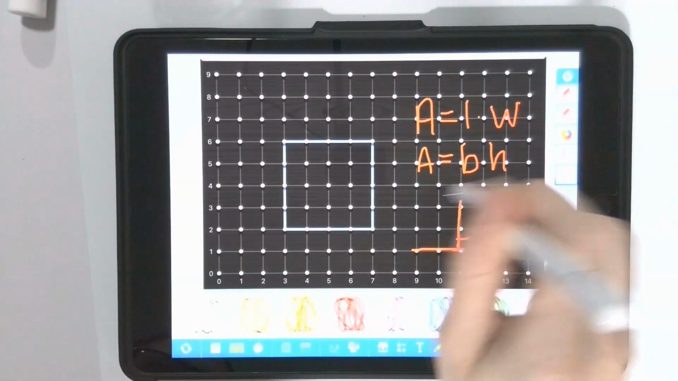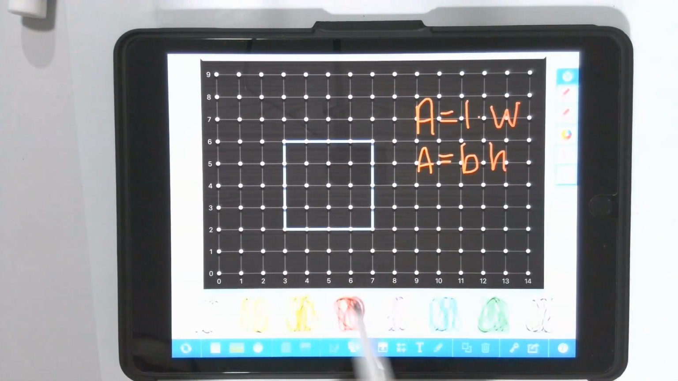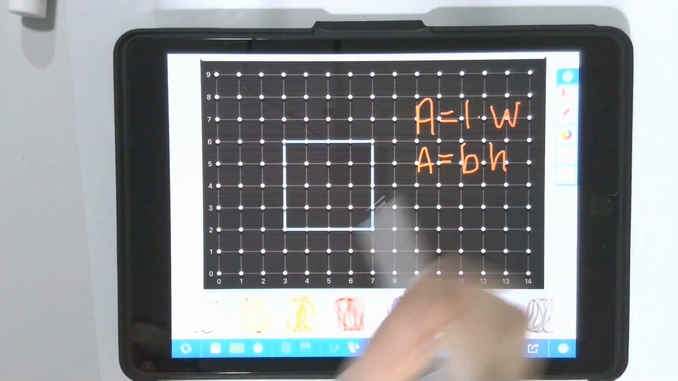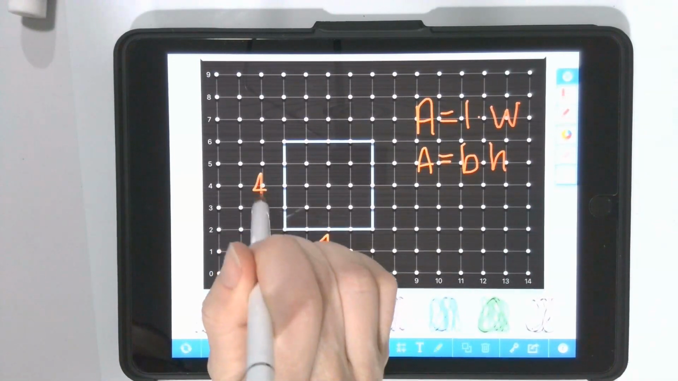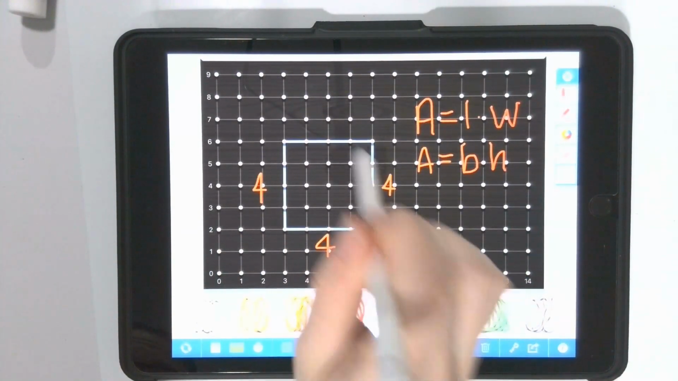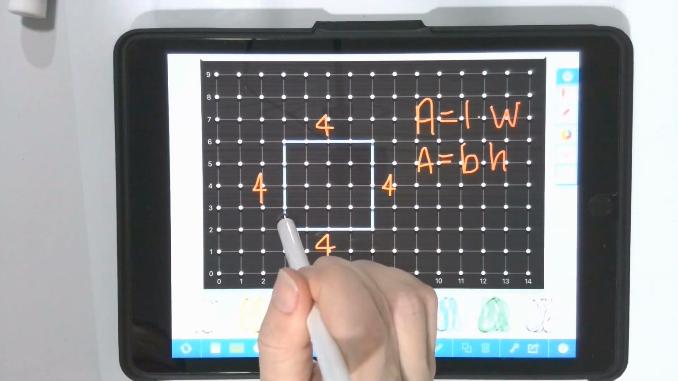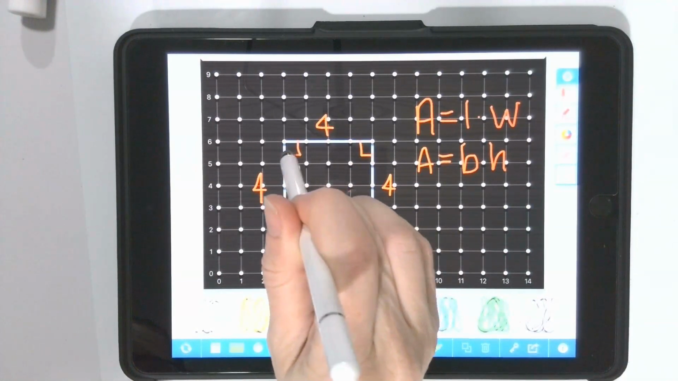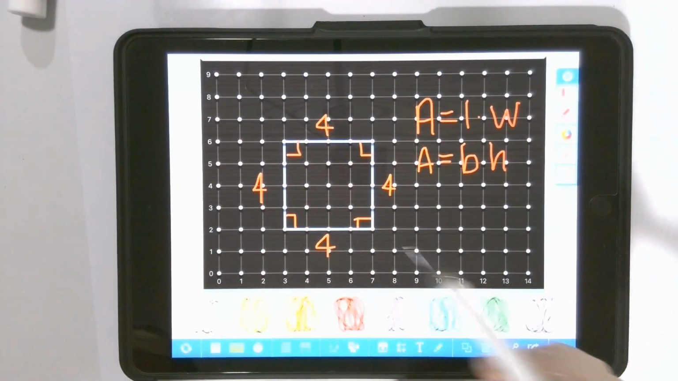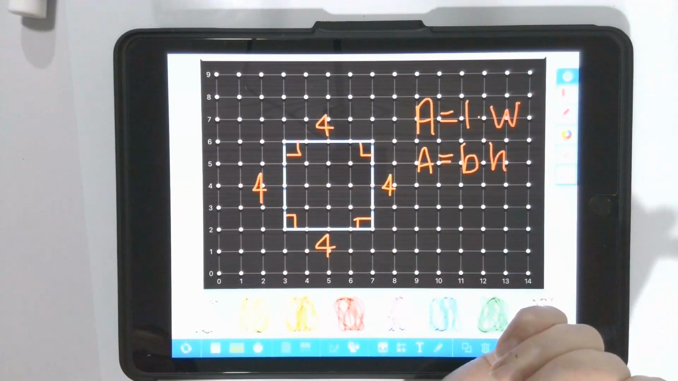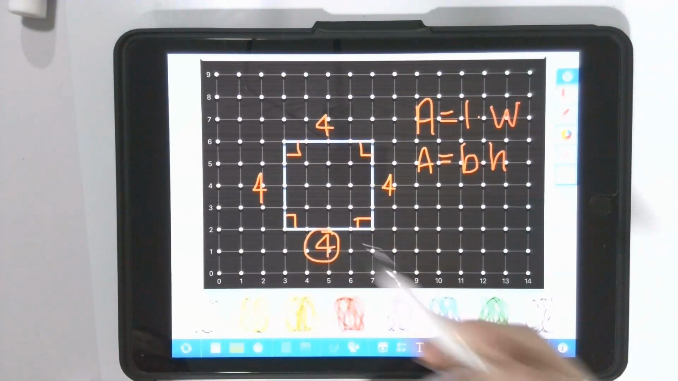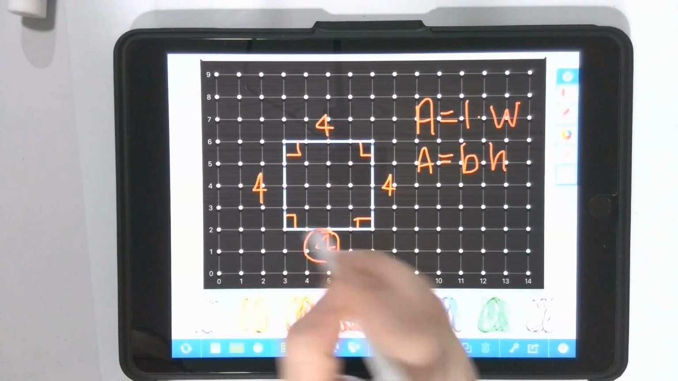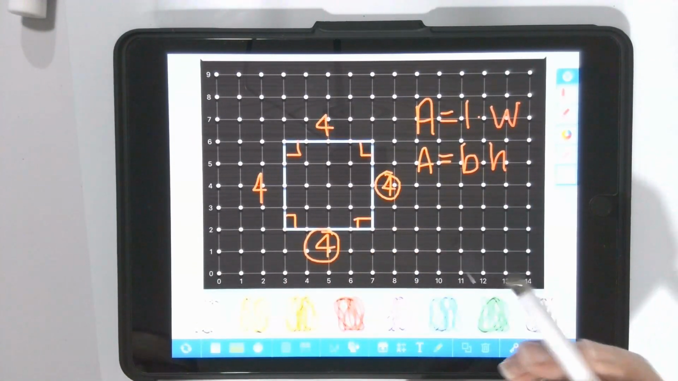So let's take a look at the square. We have a side of 4 and another side length of 4. Actually, they're all 4 because they're squares. Well, in a square, all the corners are right angles. So no matter what side you choose to be your base, you just need a side perpendicular to that to be your height. So this one is my base. These two are perpendicular. See, they're both at right angles. So either one could be my height.